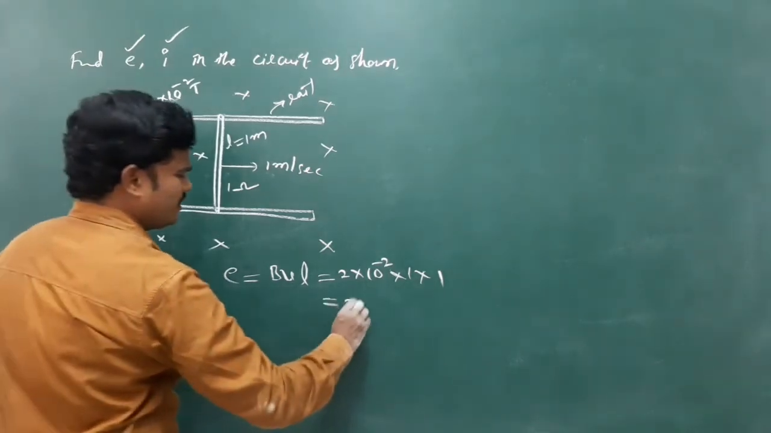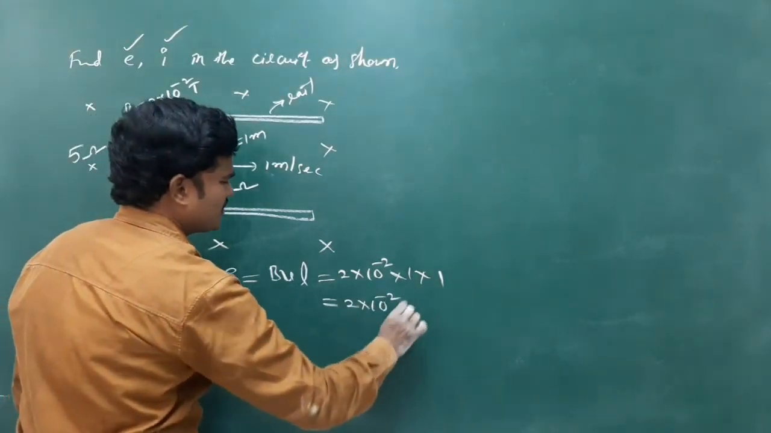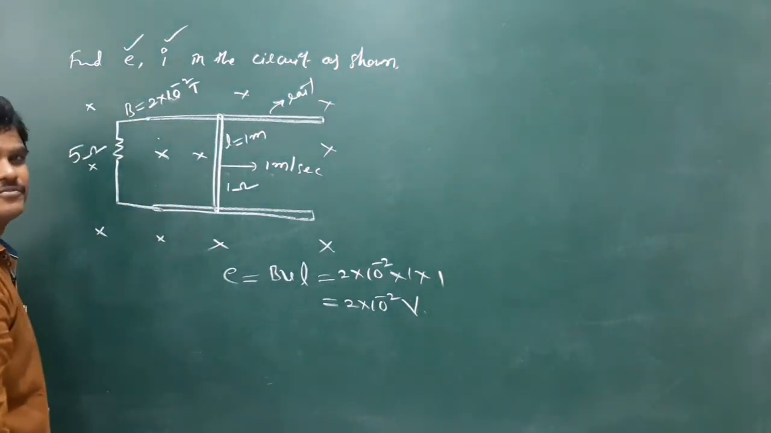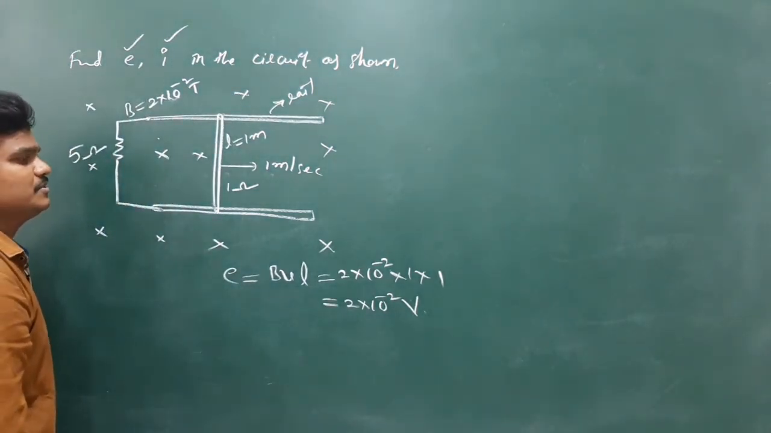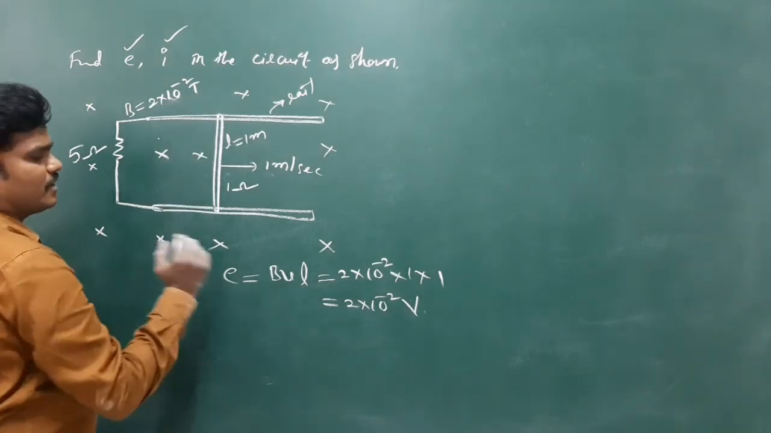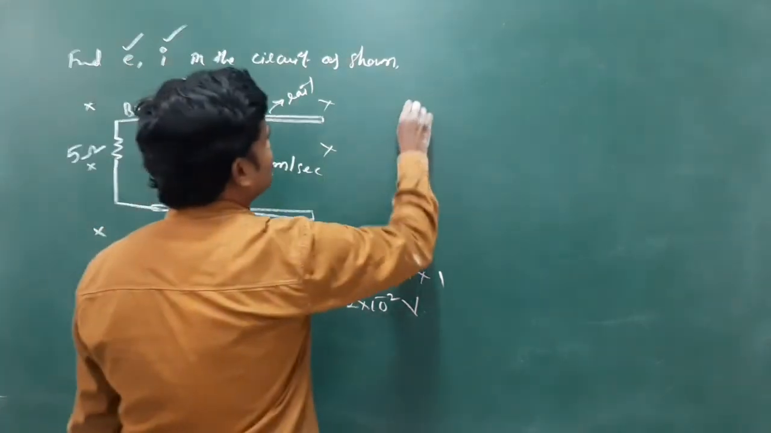Now the EMF is 2 × 10^-2 volt. This is the induced EMF. We got the EMF, so let us find the induced current.